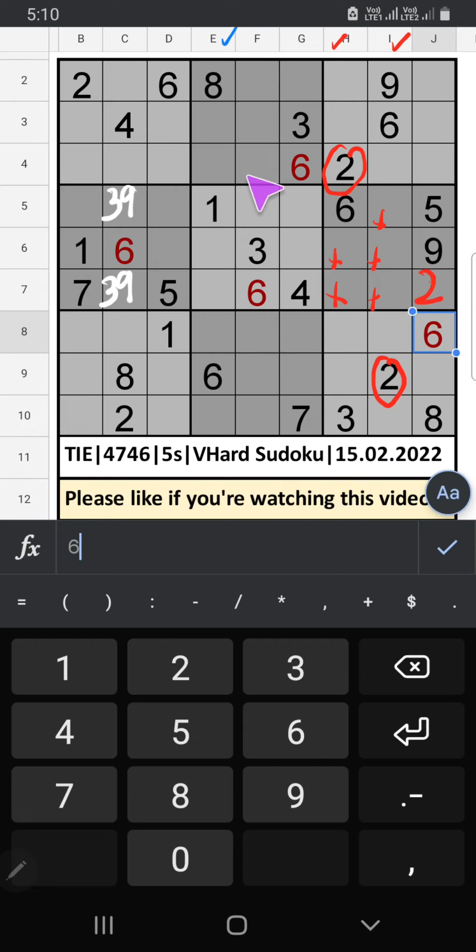Column E, we have 1 and 8. So 1 and 8 can't come in this cell. It will come in one of the cells. We will confirm later.